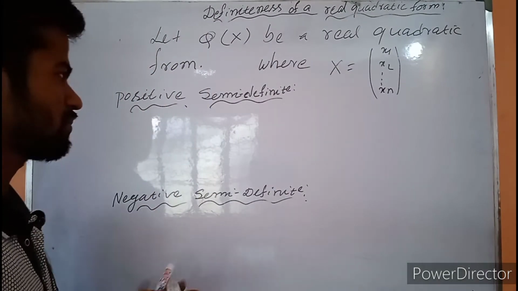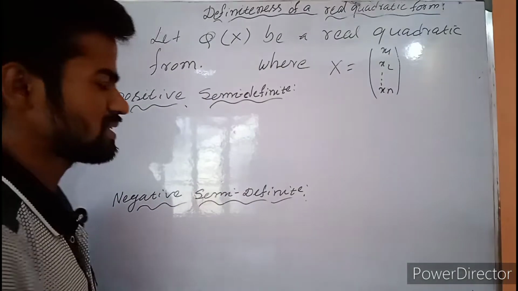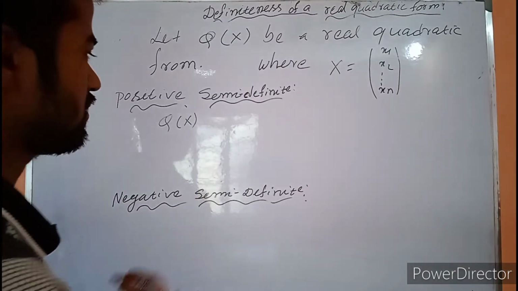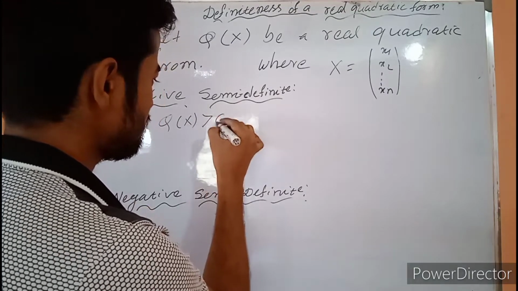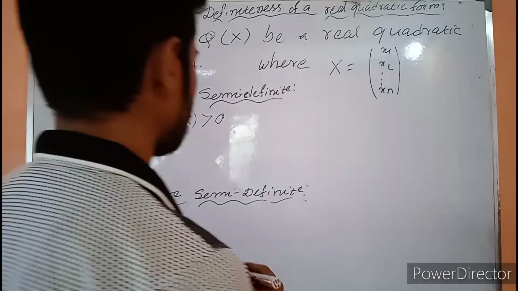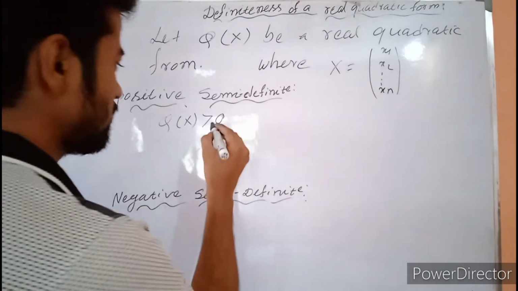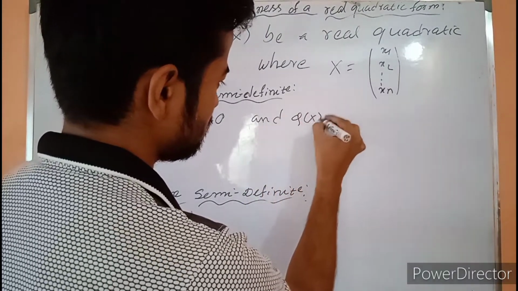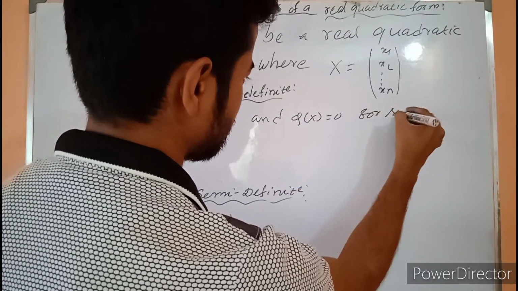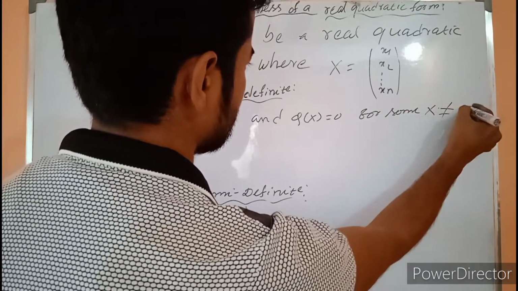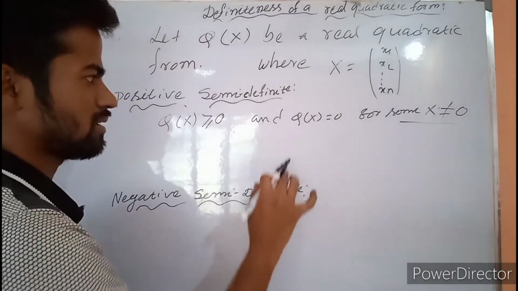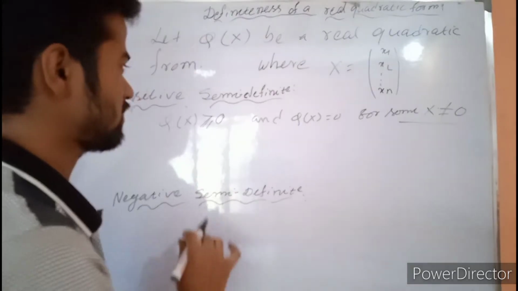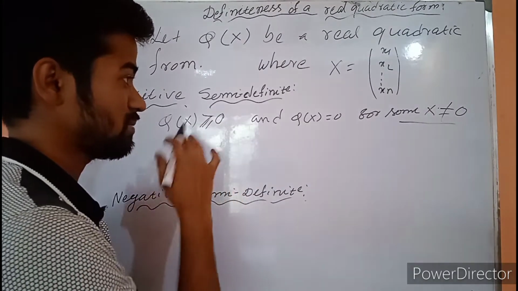That is, when the quadratic form is said to be positive semi-definite. A quadratic form Q(x) is said to be positive semi-definite if Q(x) is greater than or equal to 0 and Q(x) equals 0 for some x not equal to 0. That is, for some non-zero vector x, Q(x) equals 0 and otherwise Q(x) is greater than 0, then the quadratic form is said to be positive semi-definite.